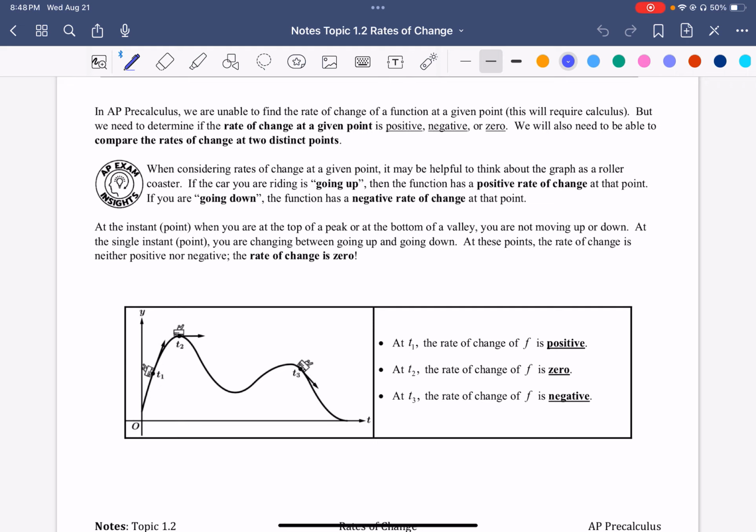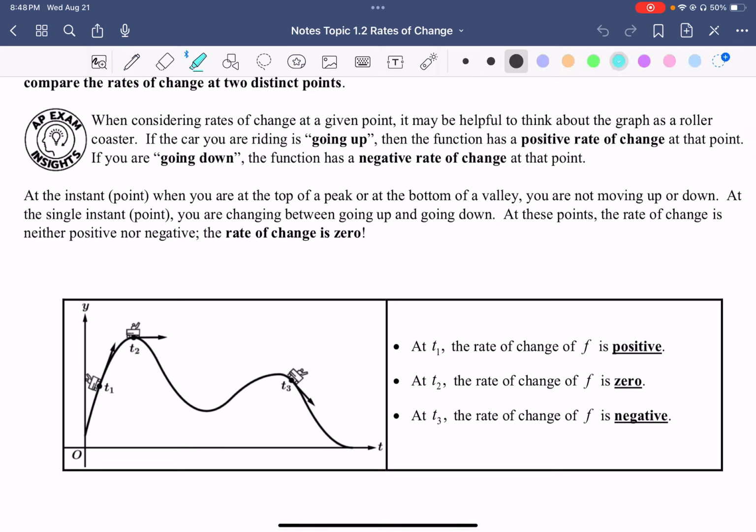Okay, so I want to go back to this part where it says top of the peak or bottom of a valley. In mathematical terms, this would be called your maximum and your minimum. So when you are at a maximum or a minimum, your rate of change is zero because you are not changing directions. You are waiting to either go down or up.